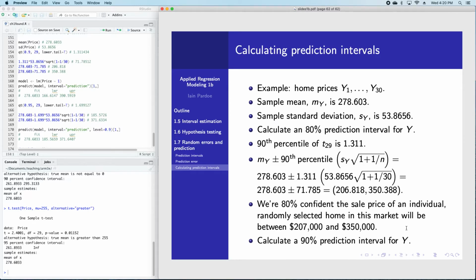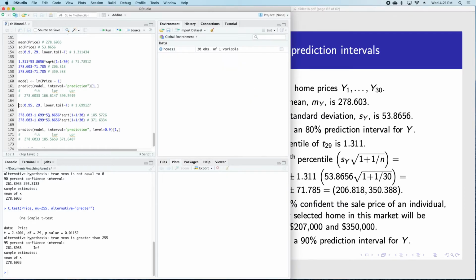Let's just finish by running through one last example of how to do this kind of calculation. Let's do a 90% interval. Everything here is going to be the same, except instead of the 90th percentile, we're going to need the 95th percentile. So I can get that in R. Slip of the tongue. 95th percentile, 1.699. And then plugging that into the formula, I get 185.5726 for the lower bound, and 371.6334 for the upper bound.